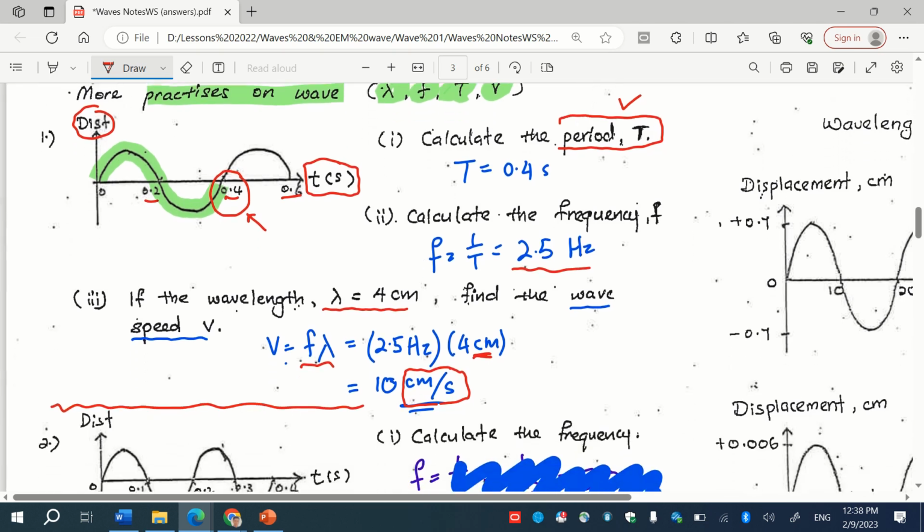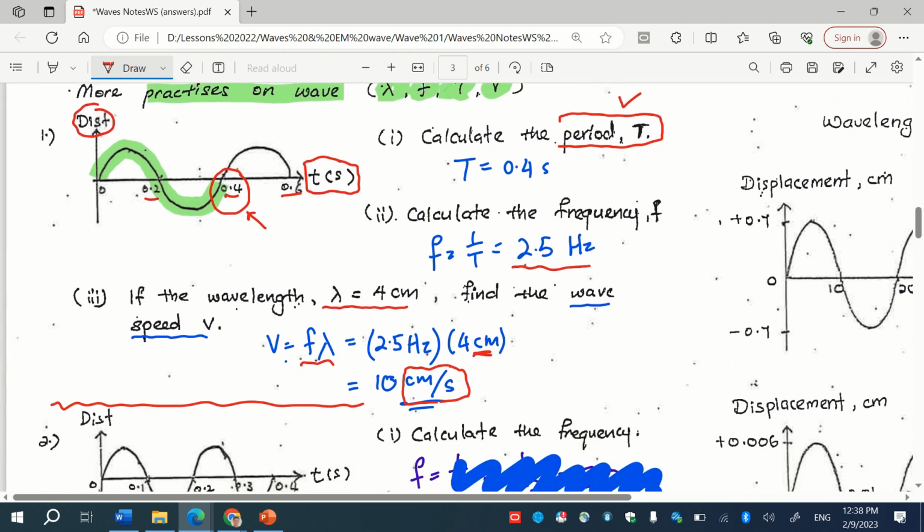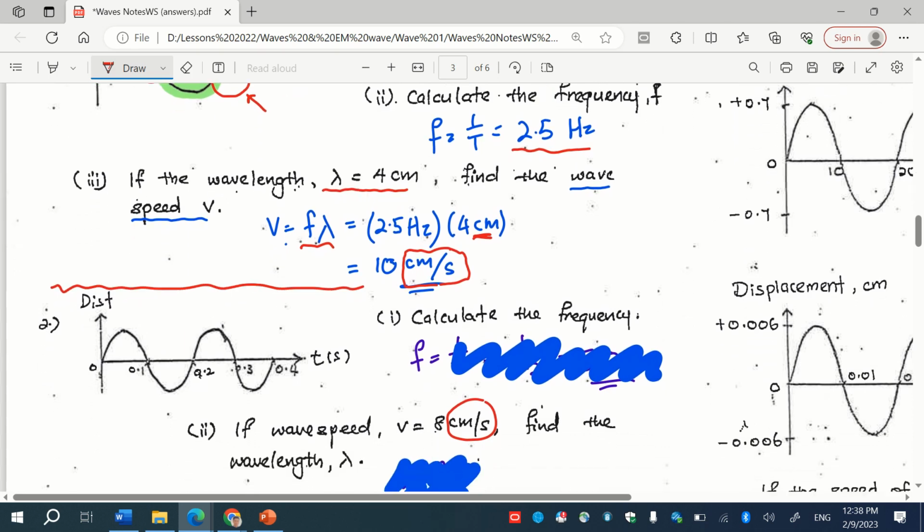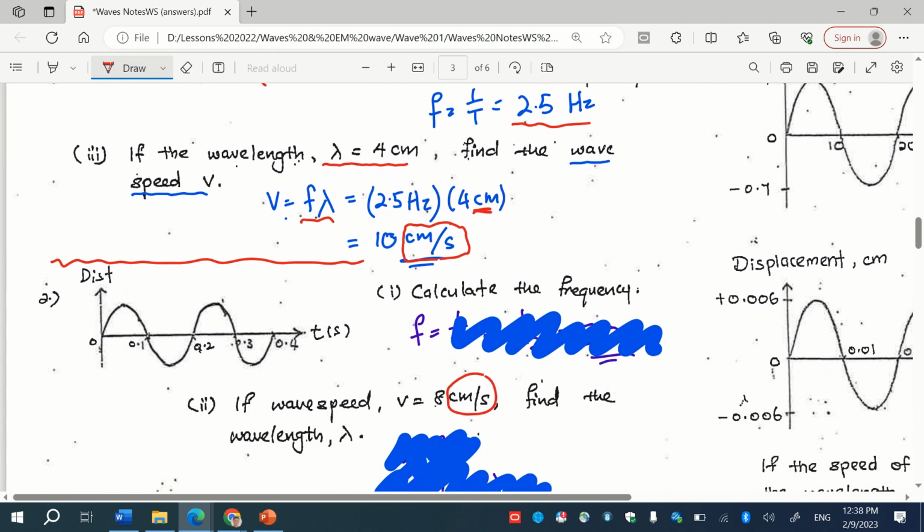Now you try this yourself. I reduced the 3-part question into 2 parts. See whether you can get this yourself. I want you to straight away calculate the frequency, which you cannot tell from the graph. In order to calculate the frequency, you need to know the period. So go ahead, find your period.